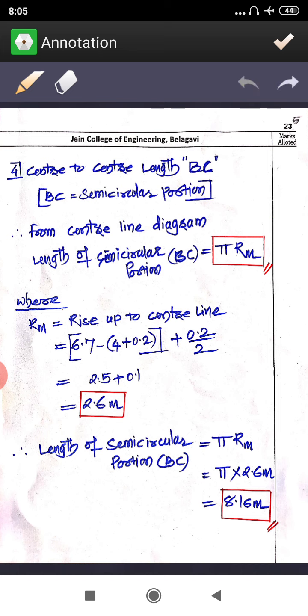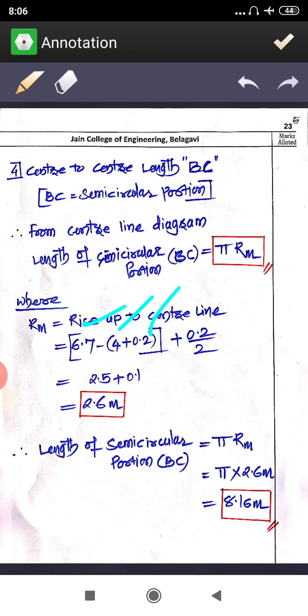Now how to get that? See, I have shown you that calculation here. Rm, that is mean radius, that is 6.7 minus 4 plus 0.2. So here 0.2 is wall thickness plus half of the wall thickness you have to add. So altogether you will be getting 2.6 meter.